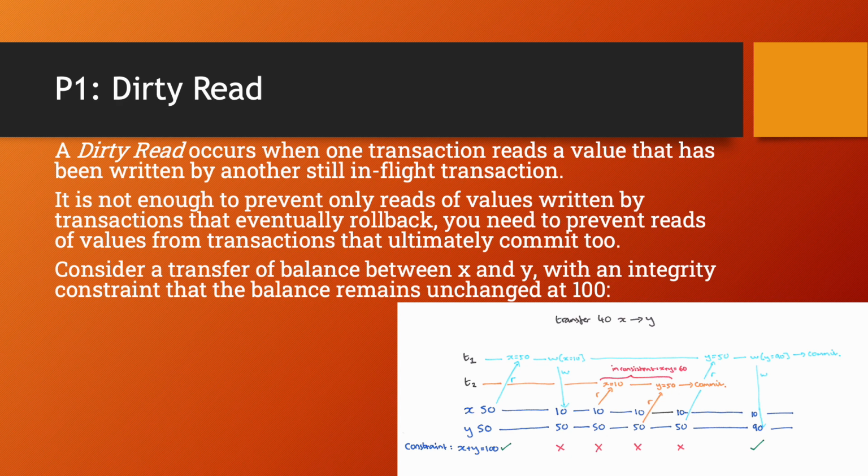Now in this window, x plus y is equal to 60, which is inconsistent, and it remains inconsistent until the $40 is transferred to y and y becomes 90. At that point, the constraint of x plus y equal to 100 is maintained. So in a locking-based implementation, well-formed reads and writes combined with holding short duration read locks and long duration write locks will prevent dirty reads.